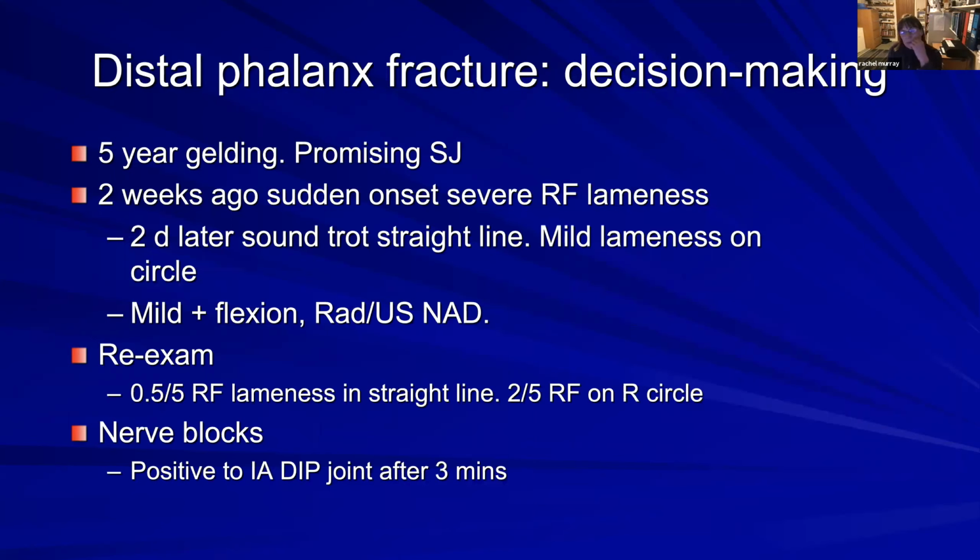So another horse with a similar type of injury, as an example, is a promising show jumper 5-year-old gelding, which had a sudden onset severe right forelimb lameness. It was then sound, and when re-examined, it was lame again, in a straight line, and much more lame on a circle. It blocked to a DIP joint after 3 minutes.